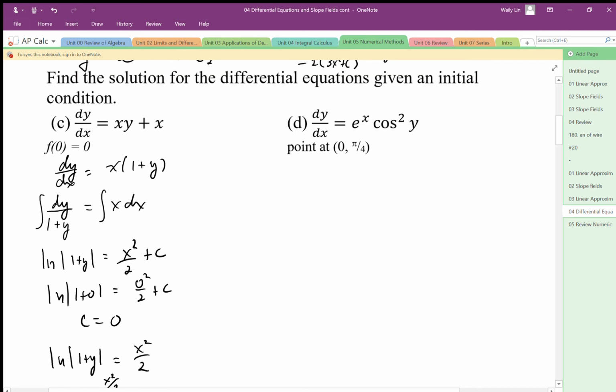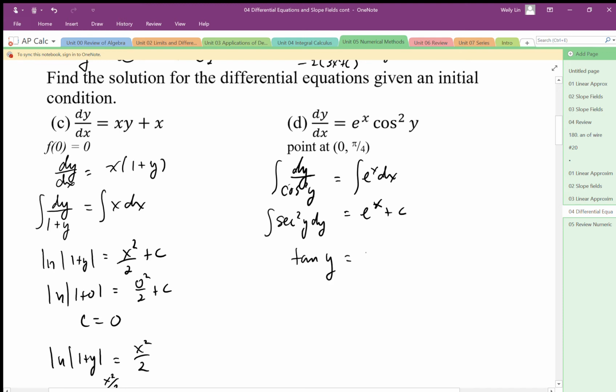So same thing here, we split the variables. So I end up with cos squared y in the denominator here. e to the x dx, integrate. This ends up being e to the x plus c. This is same as secant squared y dy, so this is going to integrate to tan y. And that equals e to the x plus c.